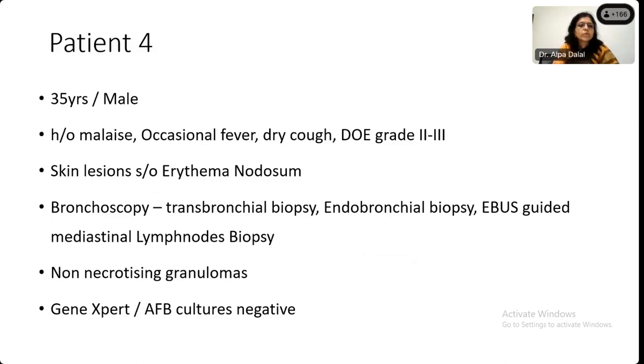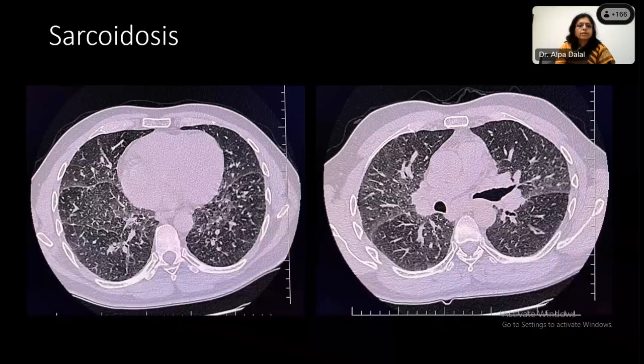So, 35-year-old male. History of malaise, occasional fever, dry cough, and dyspnea on exertion, which were progressing. He had a skin lesion suggestive of erythema nodosum. So we did his CT scan, and you can see here multiple random nodules, and the distribution, some of the peripheral nodules, quite classical of sarcoidosis.